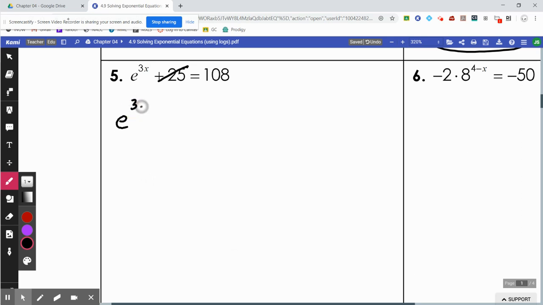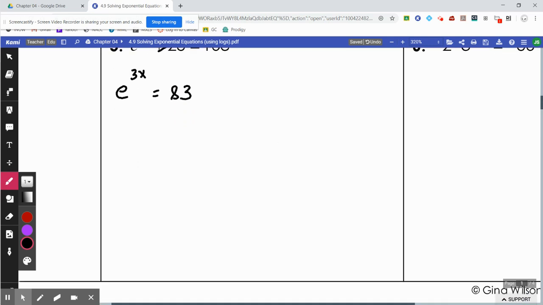Number 5. Now on these, you do have to isolate your exponential first, so we're going to move this 25 over by subtracting. That gives me e to the 3x is equal to 83. Let's change forms. Log base e, write that as ln, of the value on the other side of the equal sign is equal to the exponent.